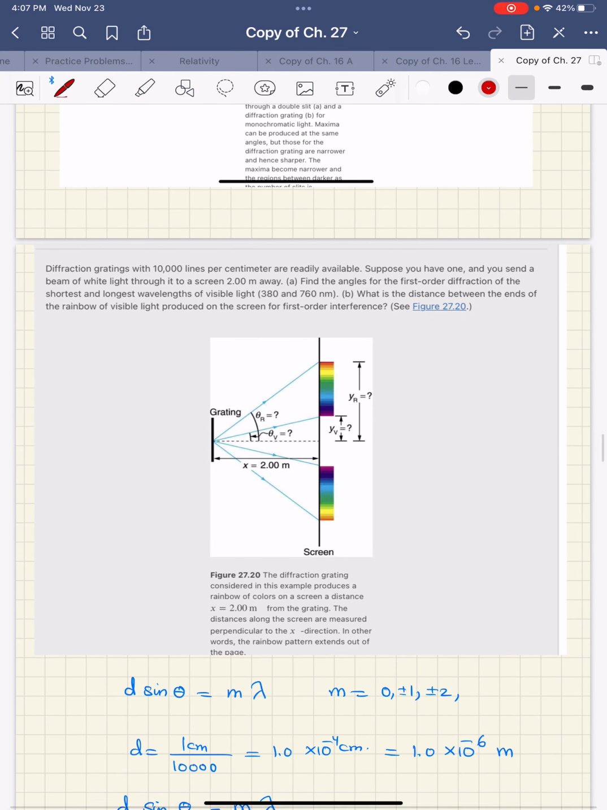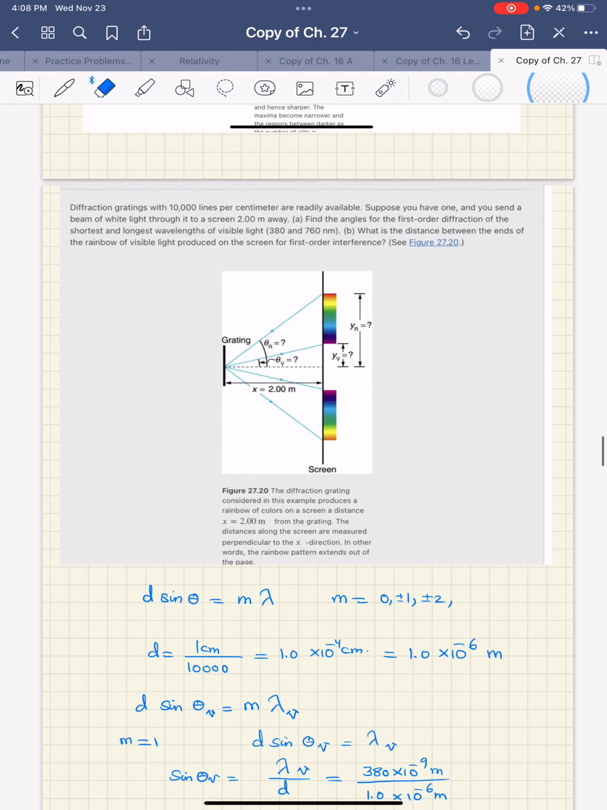Now, diffraction gratings with 10,000 lines per centimeter are readily available. Suppose you have one and you send a beam of white light through it to a screen that is 2 meters away. Find the angles for the first order diffraction of the shortest and longest wavelengths of visible light, which are 380 nanometers and 760. What is the distance between the ends of the rainbow of visible light produced on the screen for the first order interference?